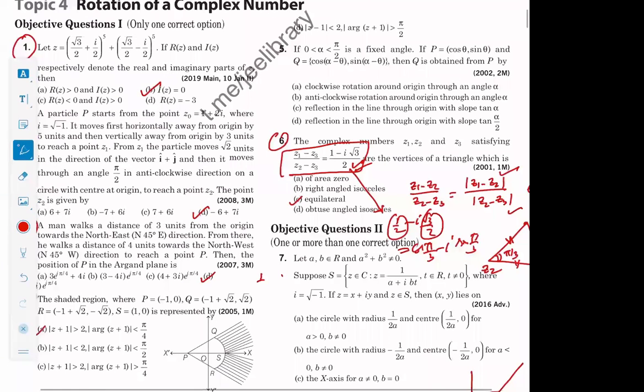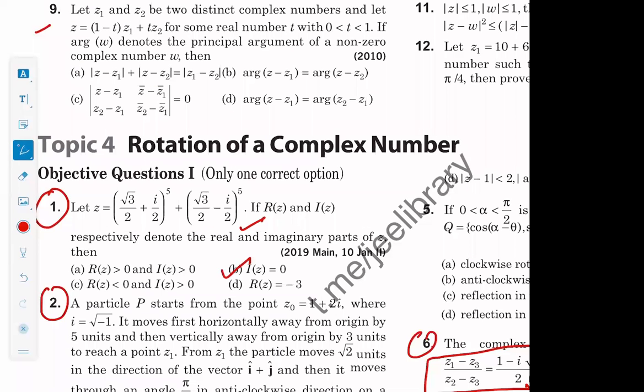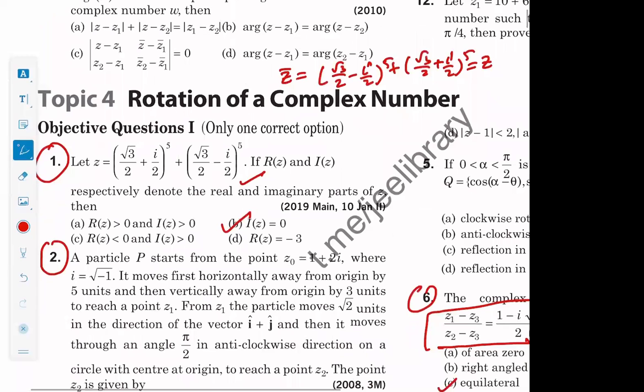Now question number 1. If we take the conjugate of this complex number, what will you get? You will get (root 3 by 2 minus i by 2) to the power 5 plus (root 3 by 2 plus i by 2) to the power 5. So this is Z. If Z bar is equal to Z, it means Z is a real number, so the imaginary part of Z will be 0. So B is the correct option. Second and third I have already discussed in the class.